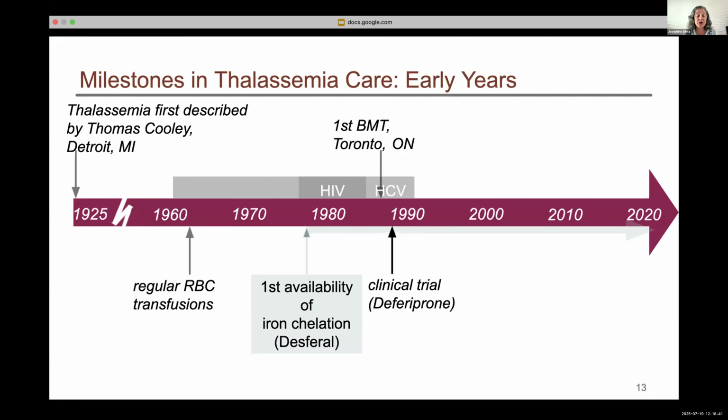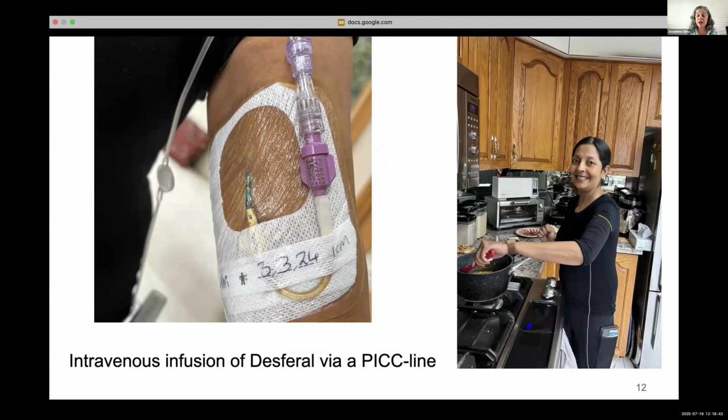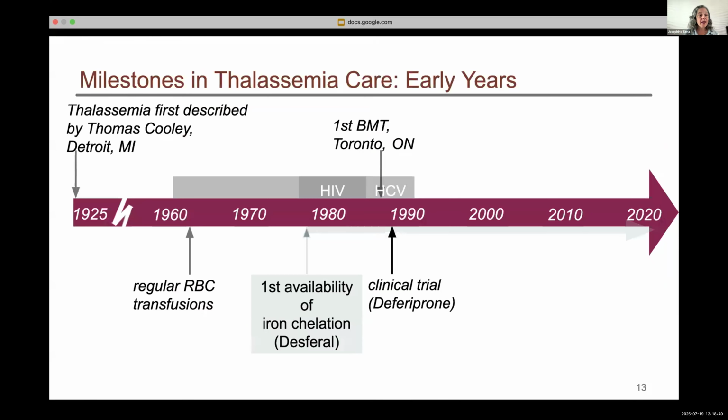Once a week, she will go to a home care center to get her PICC line changed.